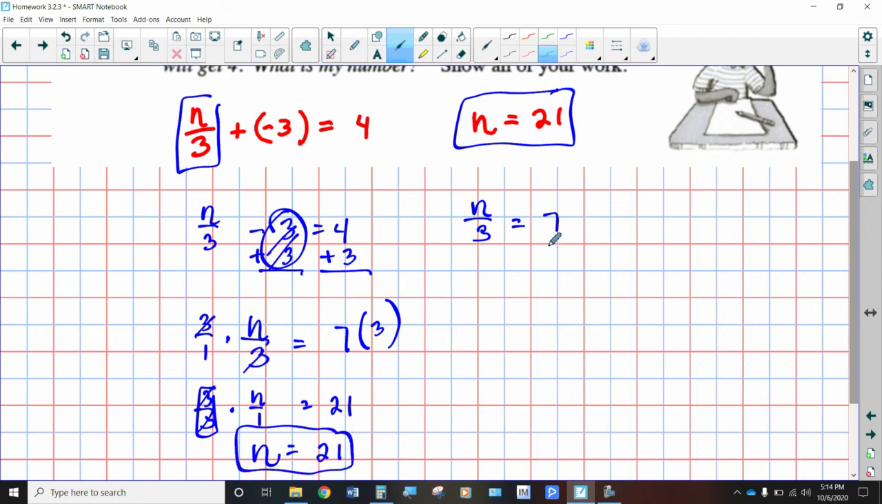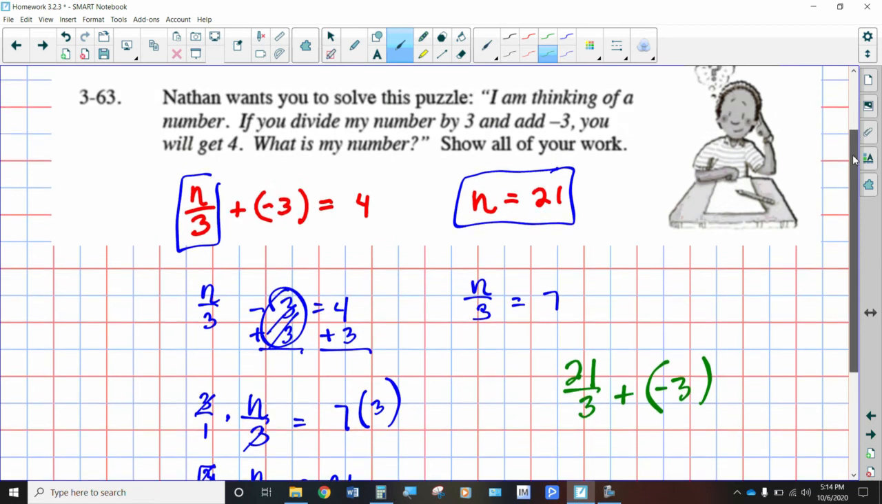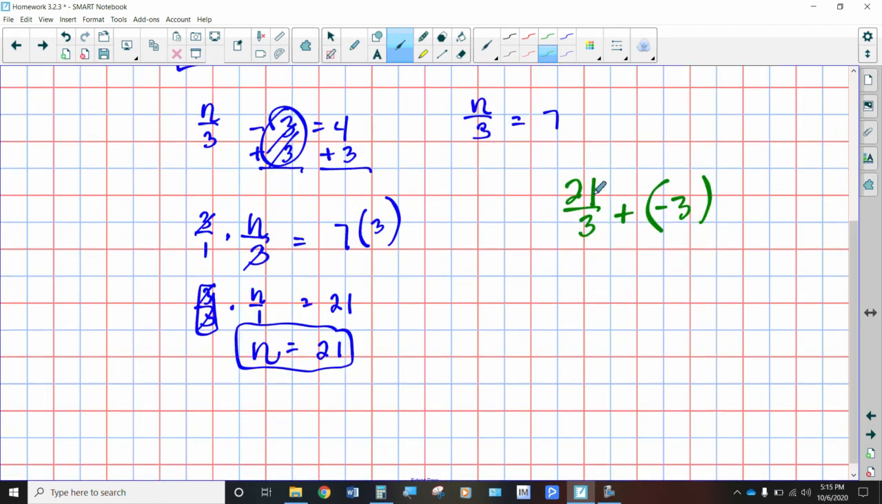And of course, you'll learn about checking your answer. Let's make certain that this works. If Nathan's first number was 21, he divided it by 3 and he got 7. And then he added negative 3 to that to get 4 for an answer. Is that what we get for our answer? Yes, it is, which means we know that our answer is correct.